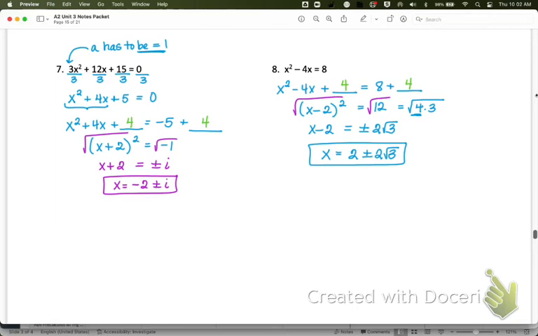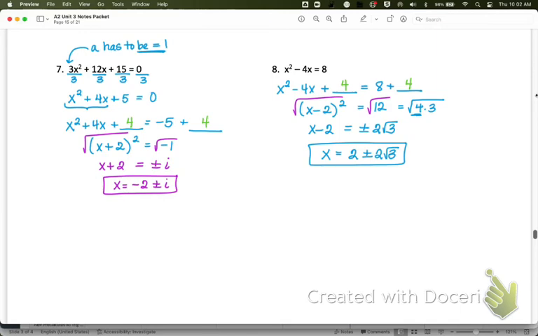So on number 7, notice we ended up with the square root of a negative number this time. So that means, remember, we get imaginary solutions. So the square root of negative 1 is i. So then I subtract 2 from both sides. We get negative 2 plus or minus i. Those are not like terms, so we cannot combine them. So negative 2 plus or minus i, those are our 2 solutions.